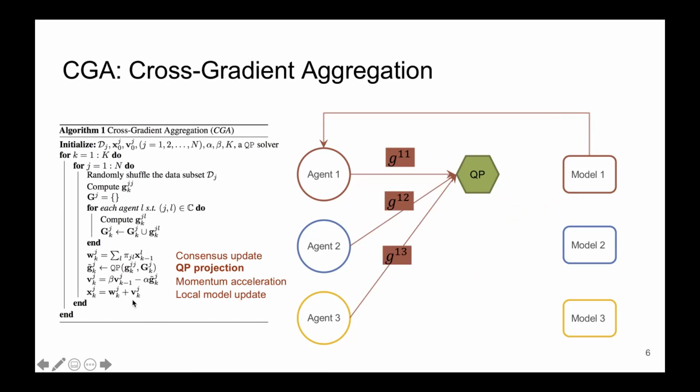Then followed by W_k G. Here is a consensus update. That means the consensus averages the neighbors' models and G, followed by a projection approach. And this part is momentum acceleration, and then we can update the local model. Finally, each agent will do it this way and get the new model iteration.